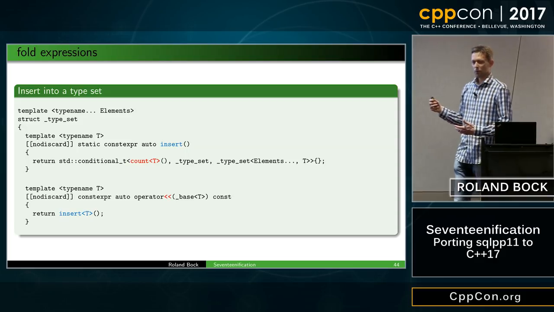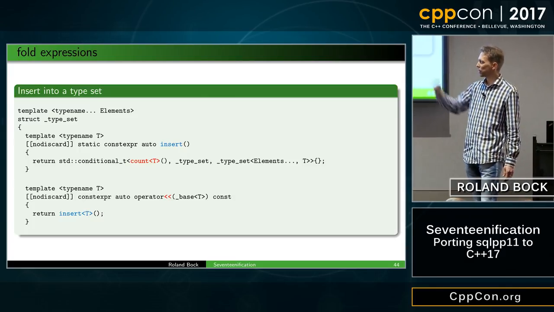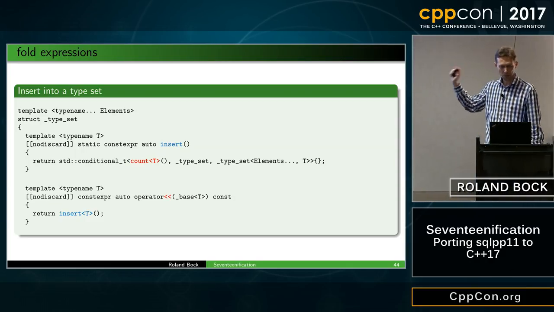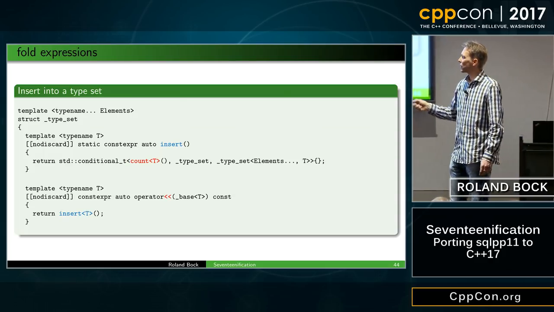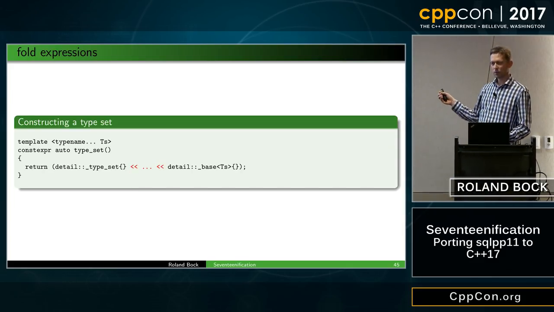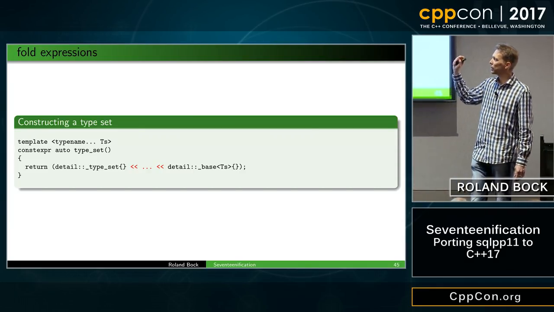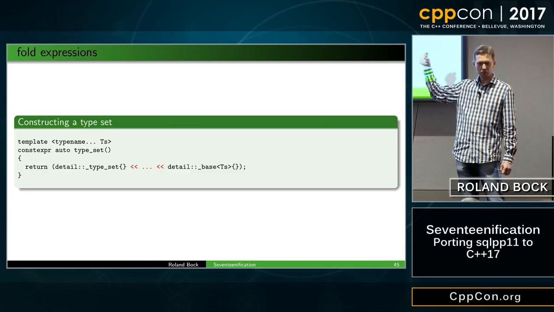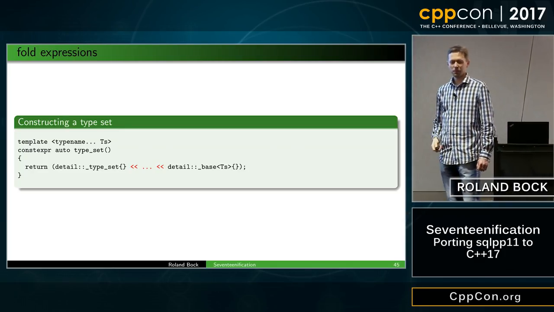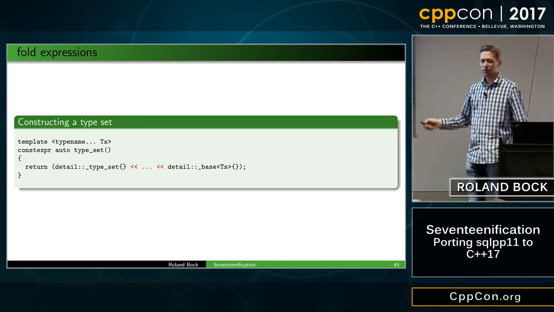And then to make this useful for fold expressions, you just add an operator that does exactly the same. Right? So this one has to take a value, and since we don't know in all cases how to construct a value, this uses the base class, or this base helper type. Then it just calls insert and returns that. Okay? And now if we want to construct a typeset, we just take any number of T's. Right? They don't have to be unique. We just take any number of T's and then initialize the fold expression with an empty typeset, and just shift every one of our types in there. Right? It will make sure that everything is unique. Okay. And then we have a typeset.